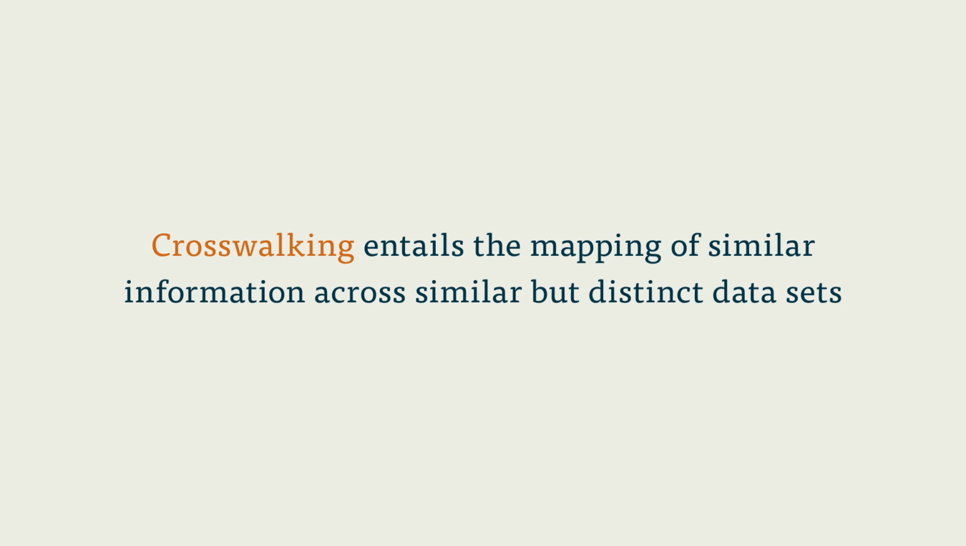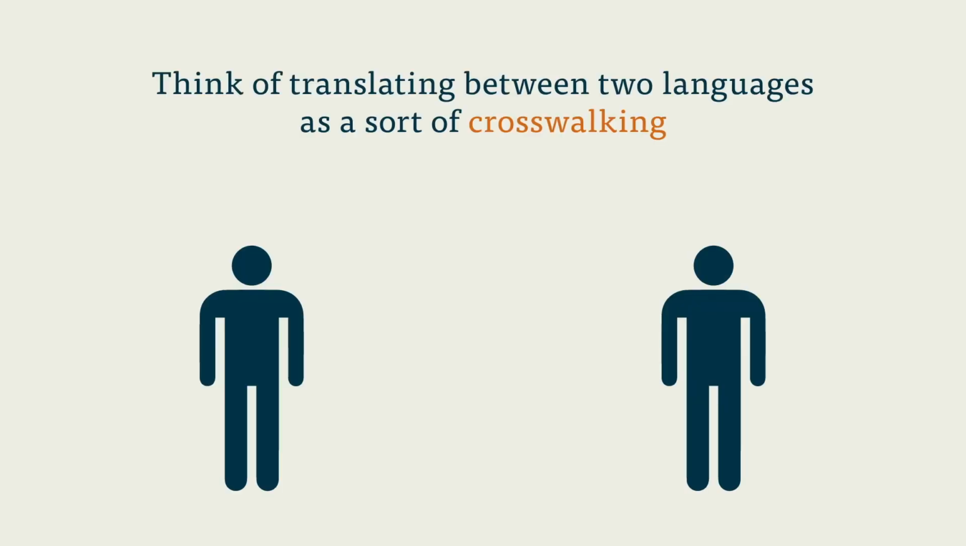Crosswalking. We transfer between ICD-9-CM and ICD-10-CM through a process called crosswalking. Crosswalking entails the mapping of similar information across similar but distinct datasets. You can think of translating between two languages as a sort of crosswalking. Bread in English is pan in Spanish.